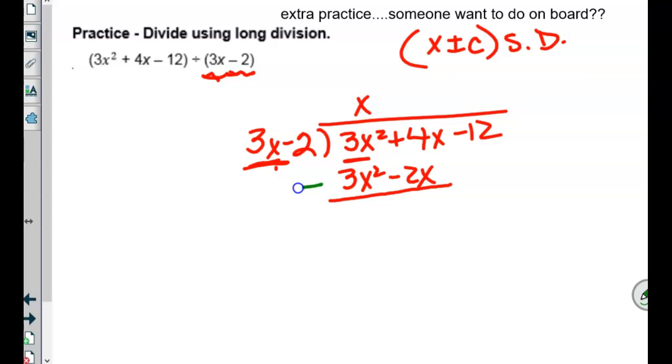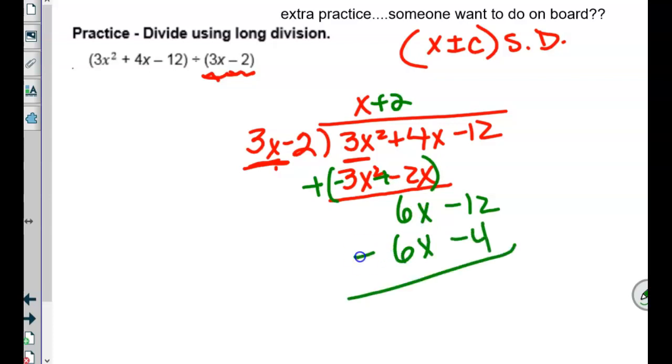Okay, they do forget that we're subtracting this whole quantity or adding the opposite, which makes this 6x minus 12. We would need to multiply by what? Positive 2. So we would have 6x minus 4. Then if we add the opposite, we get negative 8. So we could write the remainder as plus negative 8 over 3x minus 2.